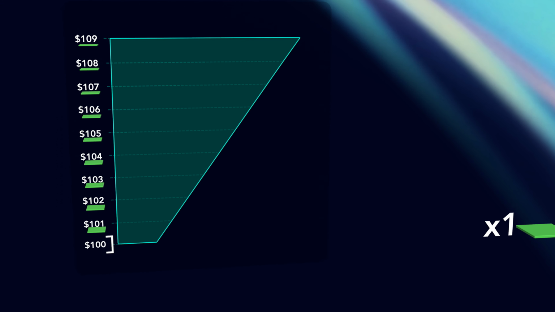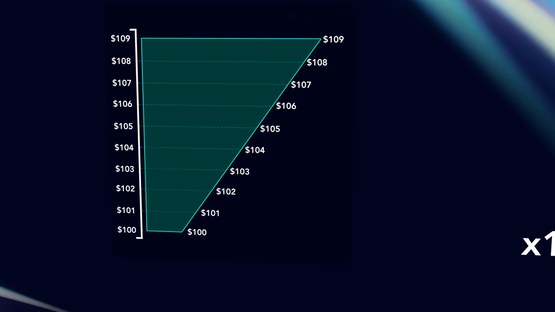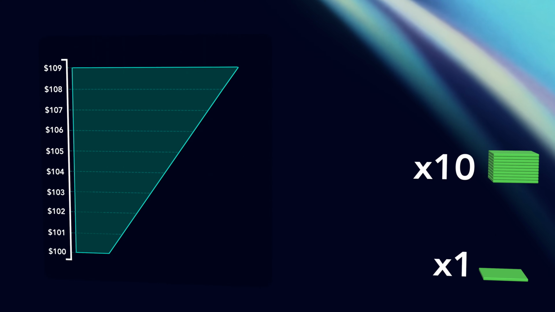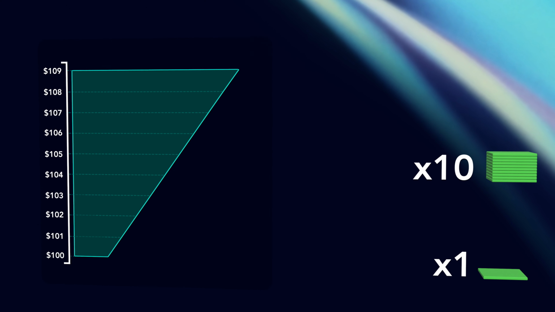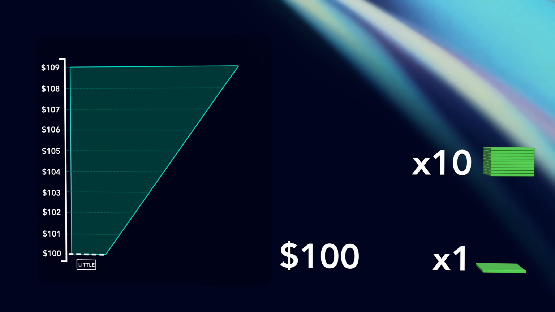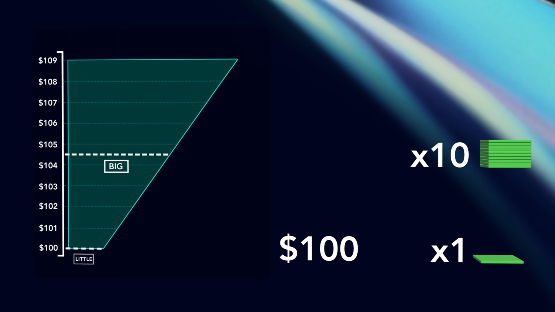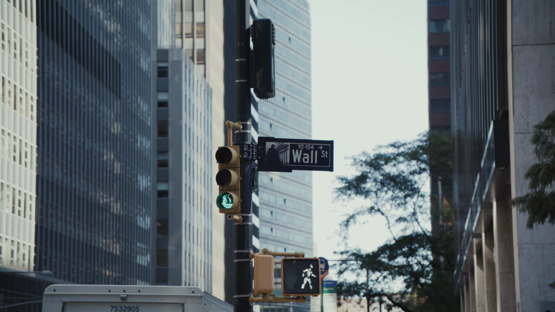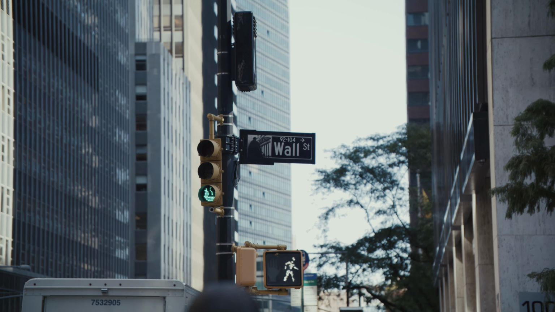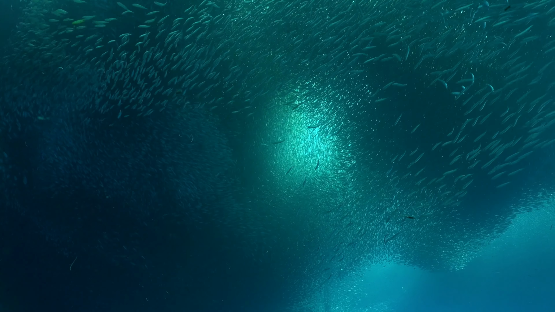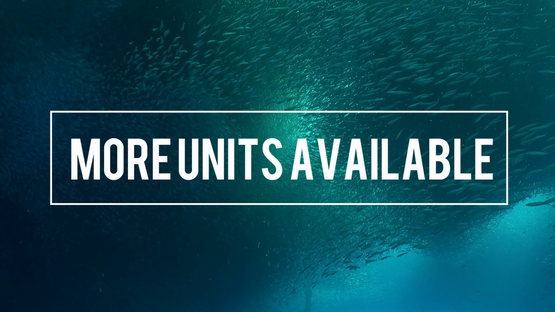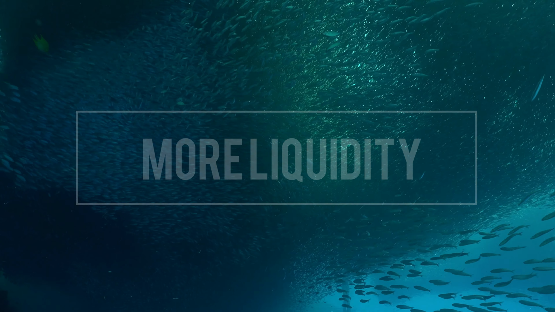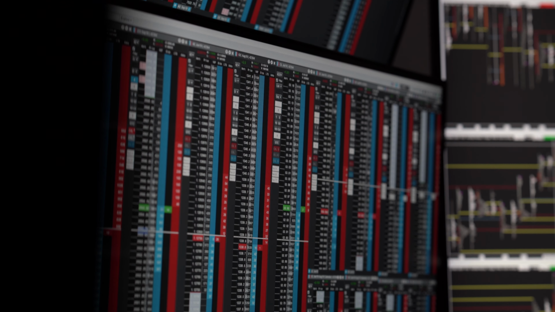But when the big guy wants to buy his 10 units, he's going to have to take every unit from 100 to 109. This means that although they both wanted to buy at the same time, the little guy has an entry of 100 and the big guy has an average entry of 104.5. Now, this isn't a very good way of doing things for the big guy, and the reason is because there aren't many units available. So, what does he do? Well, he looks to operate in areas where there are more units available, or in other words, more liquidity.